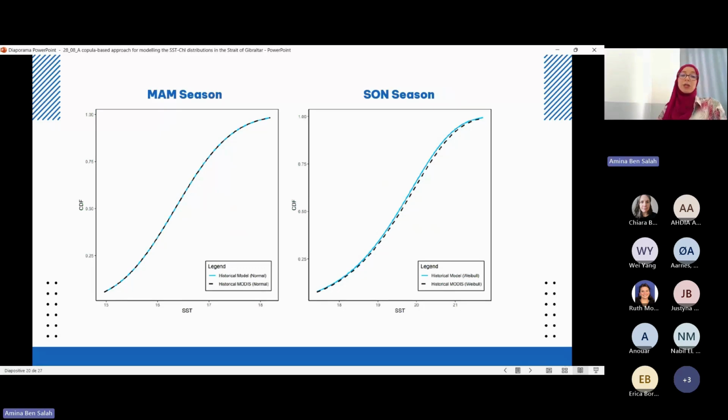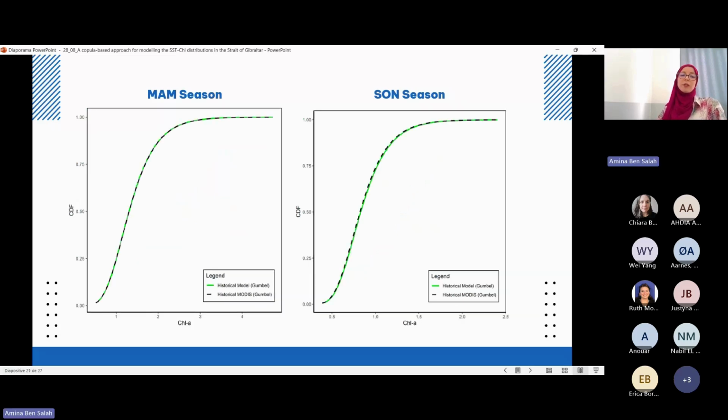These figures show a comparison of the CDFs of the SST between the CMCC model and the MODISA observations. As can be seen, the models align well during the MIM season. However, some discrepancies appear in the center during the S1 season. So overall, the selected models provide a reasonably accurate representation of historical SST behavior, which supports their use in further analysis.